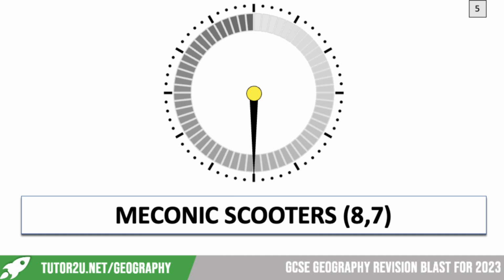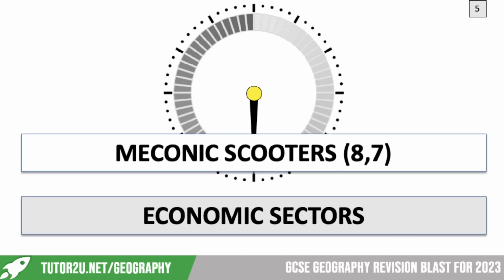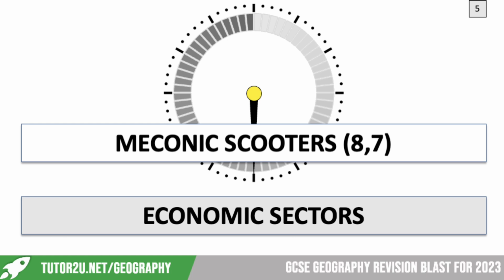Okay, did we work out what the link was? Well, they are all economic sectors. So this whole unit of work on the economic futures of the UK is all about how the economy has changed over time, moving from a primary to a secondary to a tertiary and towards a quaternary economy.